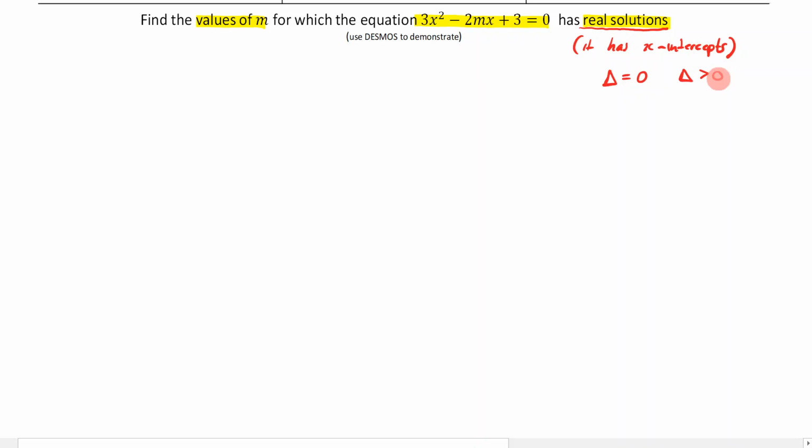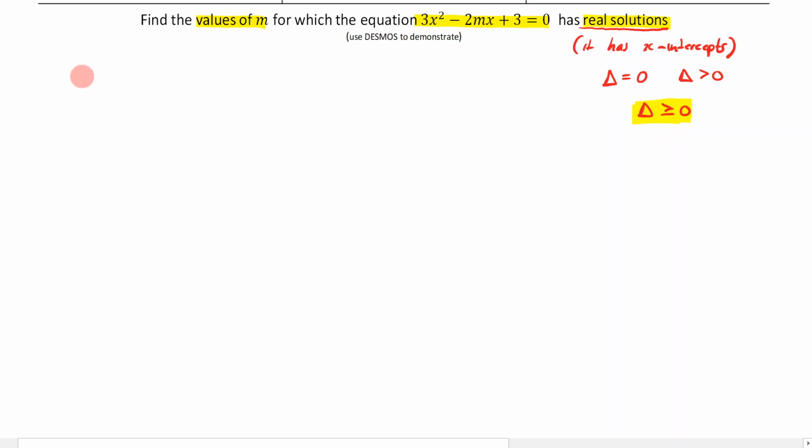Or if it has multiple x intercepts, it's going to be greater than 0. So if it has some amount of x intercepts, what that means is that it's going to be greater than or equal to 0. So that's what we can say here. It's definitely not less than 0, because that means there are no x intercepts. It's going to be greater than or equal to 0. So there we go. We've just figured out that my discriminant has to be greater than or equal to 0. Then after this, it becomes a bit routine.